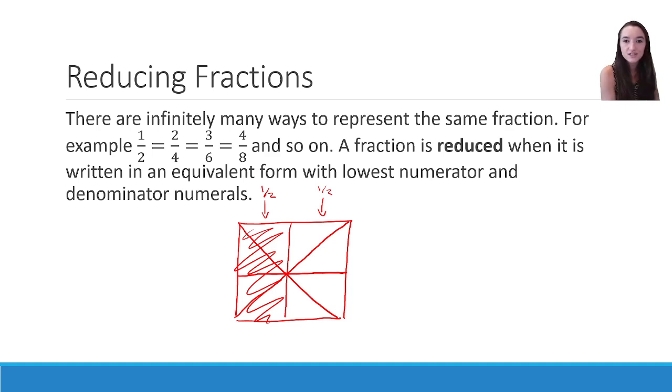So a fraction is considered to be reduced when it is written in an equivalent form with lower, or we usually look for lowest, numerator and denominator numerals. Okay, so 1/2 is the most reduced we can be, but technically 2/4 is a reduction of 4/8. Just usually we're looking for the lowest terms.